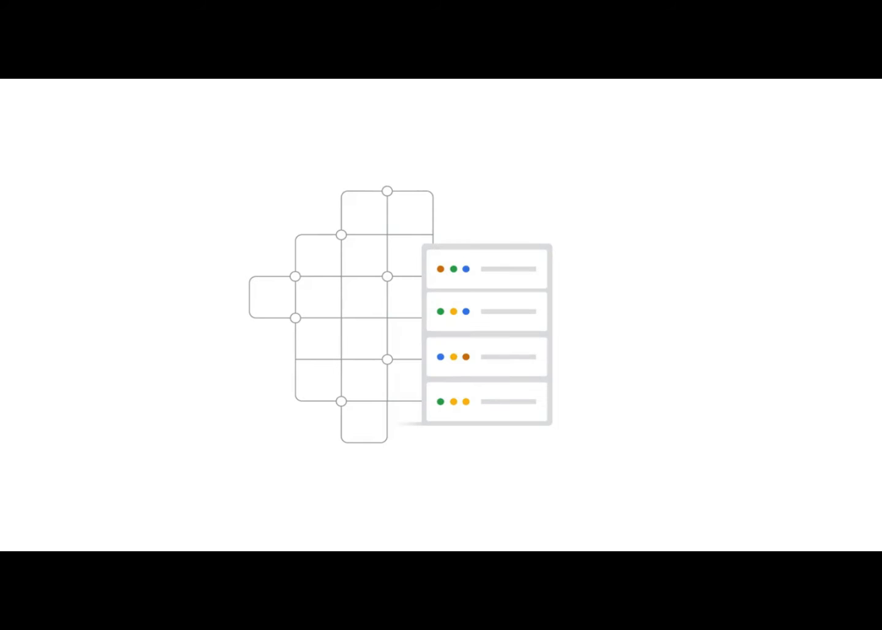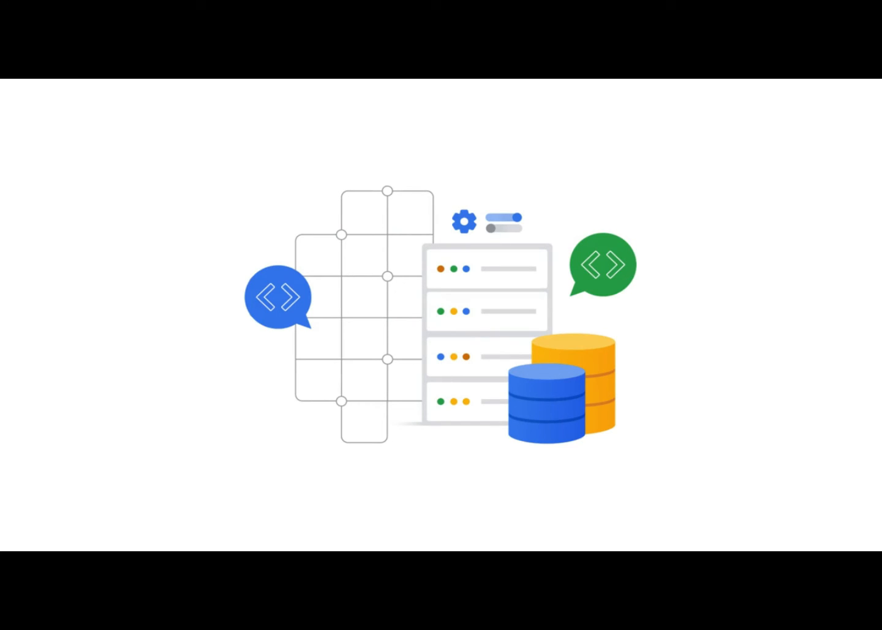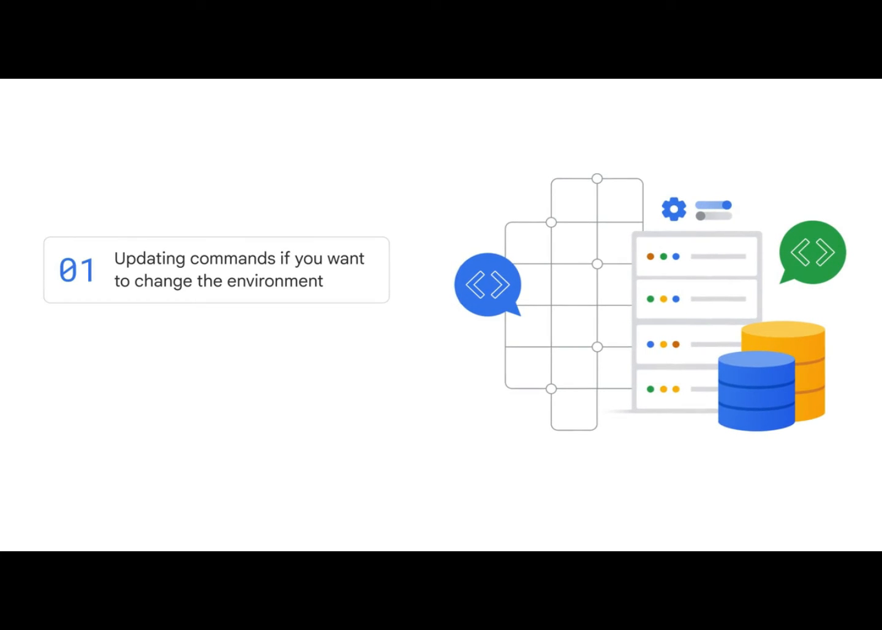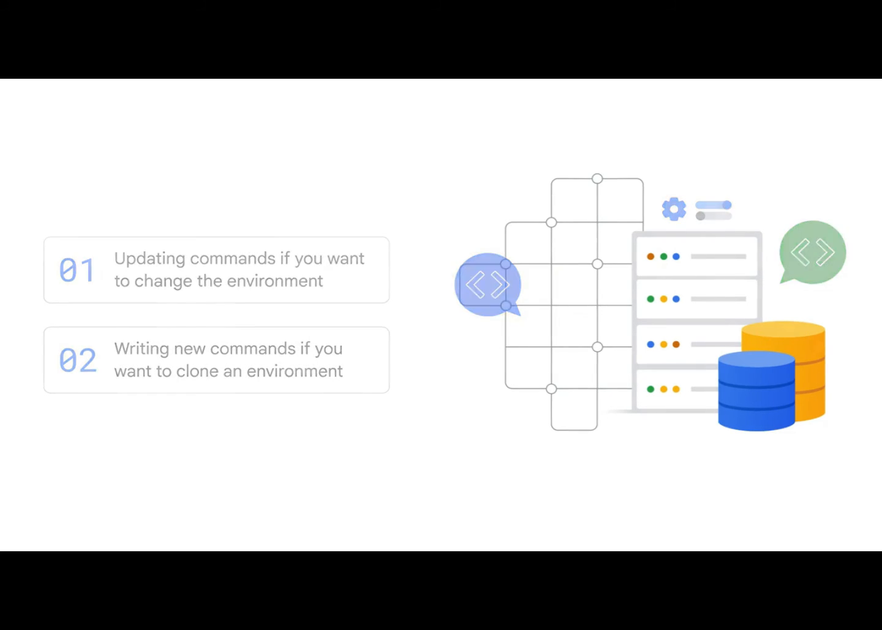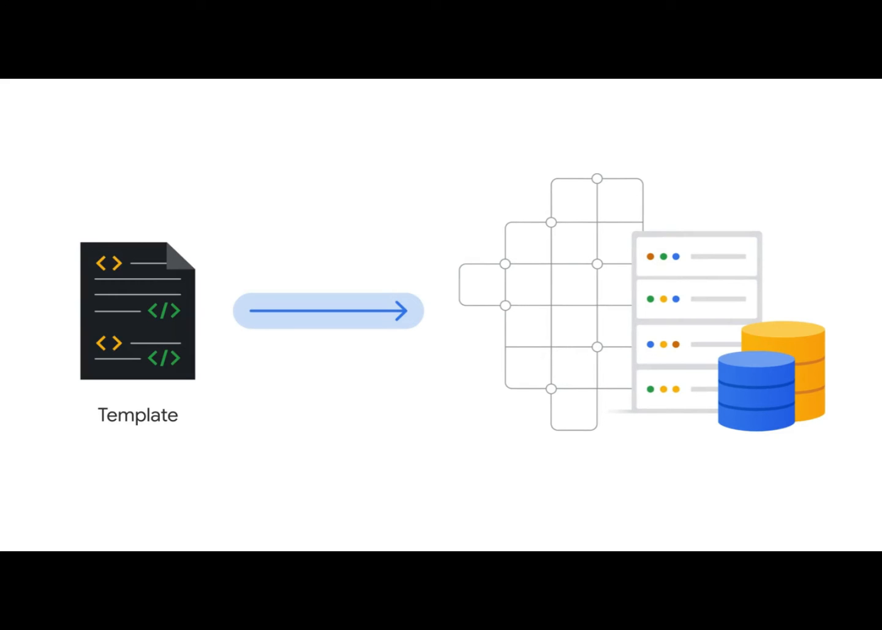Creating an environment in Google Cloud can mean lots of work, like setting up a compute network and storage resources, and then keeping track of their configurations. This process can be done manually by writing the commands you need to set up your environment the way you want. However, this is labor-intensive and requires updating commands if you want to change the environment, or manually writing new commands if you want to clone an environment. It's more efficient to use a template.